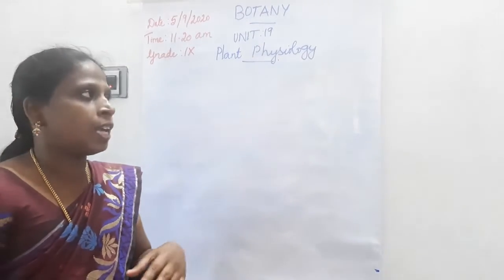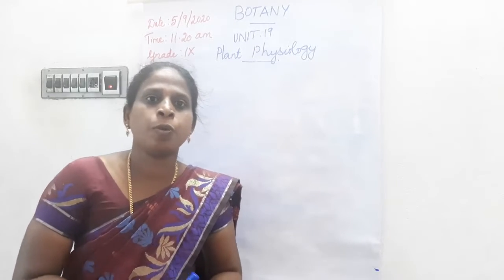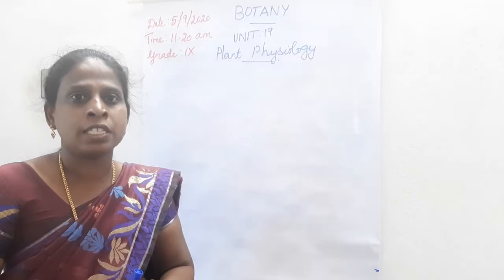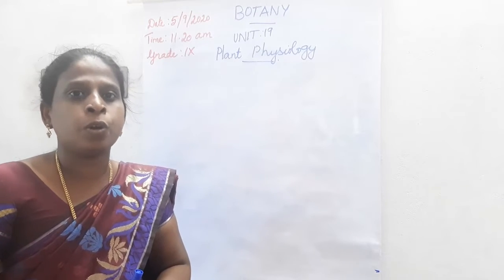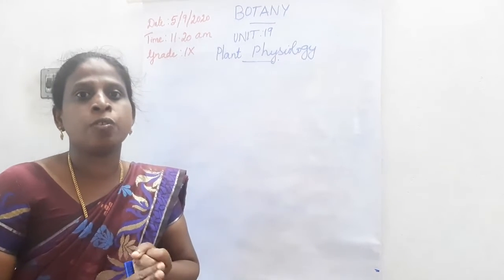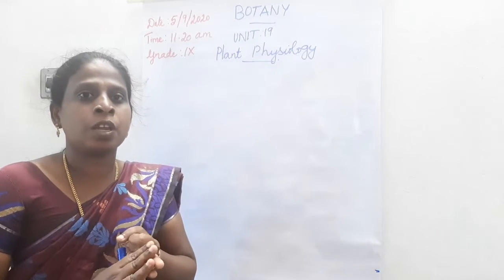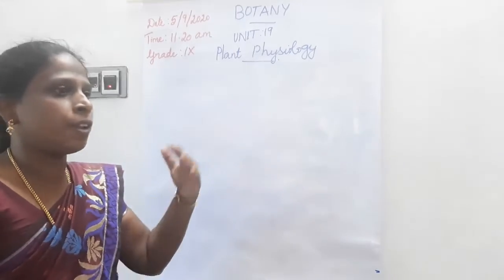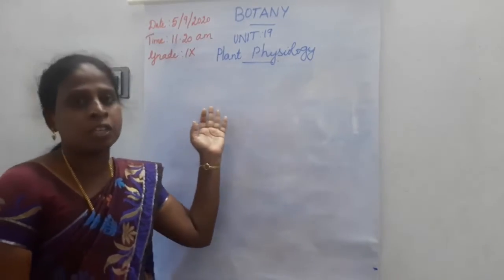You also learned the types of nastic movement. Based on the stimulus, nastic movement can be classified into 3 types: photonasty, thermonasty and thigmonasty. Photonasty means the stimulus is light, thigmonasty means the stimulus is touch, and thermonasty means the stimulus is temperature. And you learned the differences between trophic movement and nastic movement in the last classes.